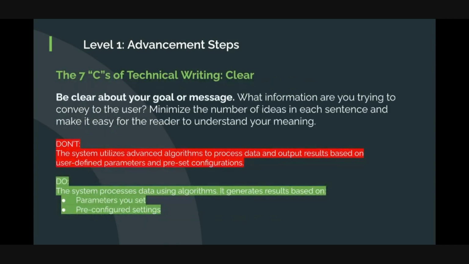So if we dive deeper, be clear about your goal or message. And here you can see 2 examples, but why is the second example better? Because it's simpler, more straightforward, and uses simpler, more straightforward language. It eliminates unnecessary words and jargon. It breaks the information into a bulleted list, which improves readability and helps users quickly grasp the key points. And of course, it addresses the reader directly.